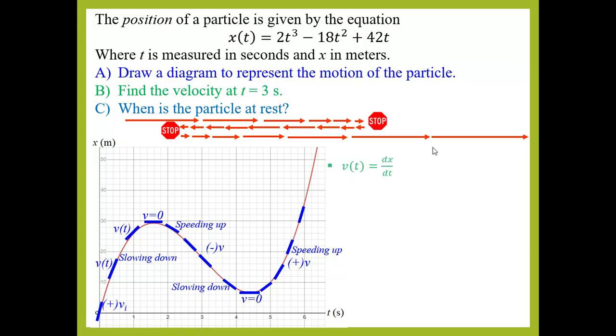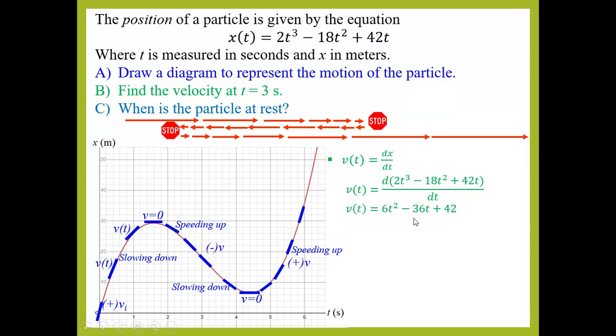Part B is super easy. All you have to do to find the velocity is take the derivative of the x of t function. So here I have v of t is equal to dx over dt. X is given to us as 2t cubed minus 18t squared plus 42t. So if you take the derivative of this correctly, you should get 6t squared minus 36t plus 42. Hopefully you know your power rule for derivatives.